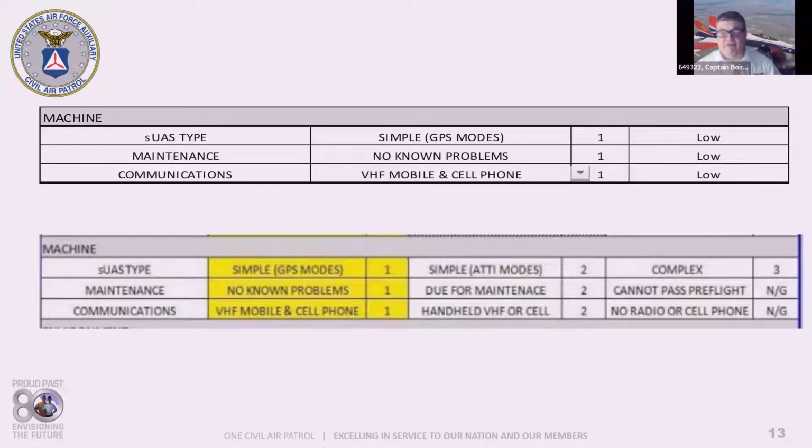If you are flying an SUAS in ATTI mode, which means you've taken off the GPS and you are flying it in attitude mode, then you are now in a moderate risk because you've taken off the GPS. You are in high risk if you are flying a complex. So the Beast, which is the Skydio X2D, is a complex machine, and you need a special, what's the word I'm looking for here, Christy?